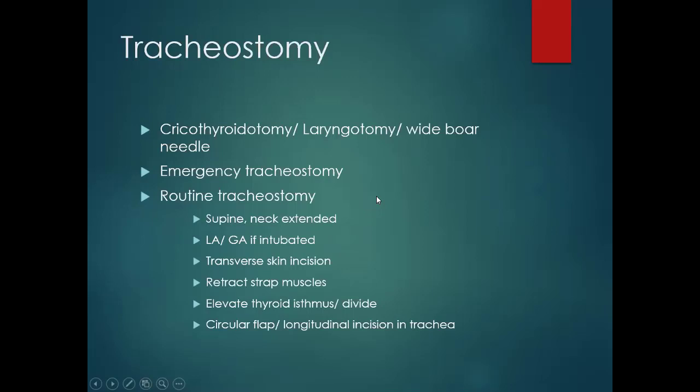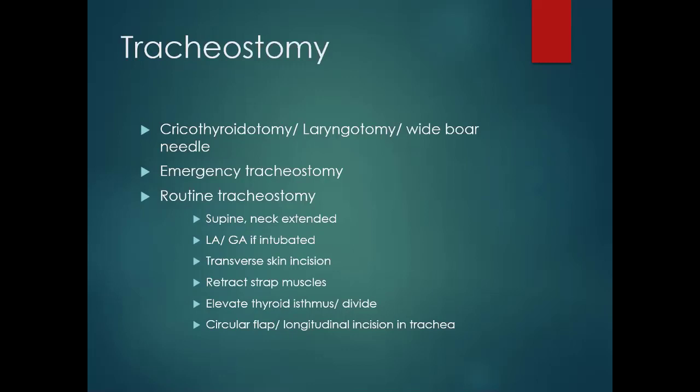To establish an emergency airway, cricothyrotomy, laryngotomy, or a wide bore needle can be used, or an emergency tracheostomy can be done. Routine tracheostomy is generally done under general anesthesia or local anesthesia, with the patient supine and the neck extended very well so that the trachea comes to the surface.